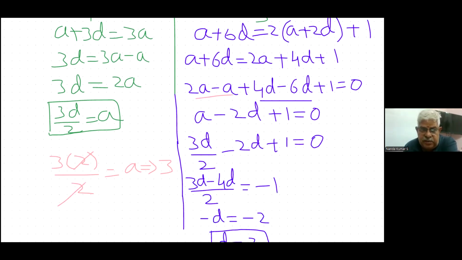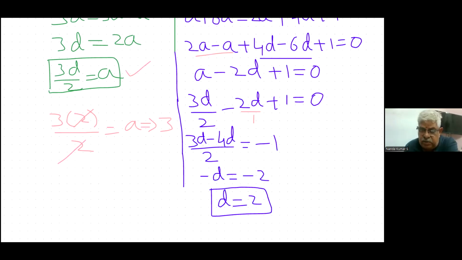Now substitute the value of A here. A is 3D by 2, that you write in place of A. 3D by 2 minus 2D plus 1 equals 0. Now children, take the LCM. 2 is the LCM for 2 and 1. Now 3D minus 4D equals plus 1, you shift to the right hand as minus 1. Now you cross multiply, 2 comes to the numerator, plus 2 into minus 1 gives you minus 2. 3D minus 4D gives you minus D. Once you got it, both the side negative signs get cancelled. D is considered as 2.